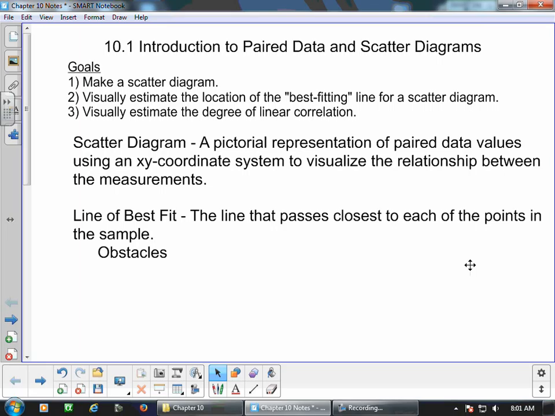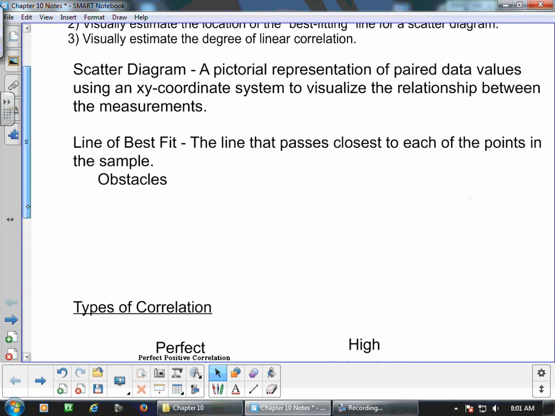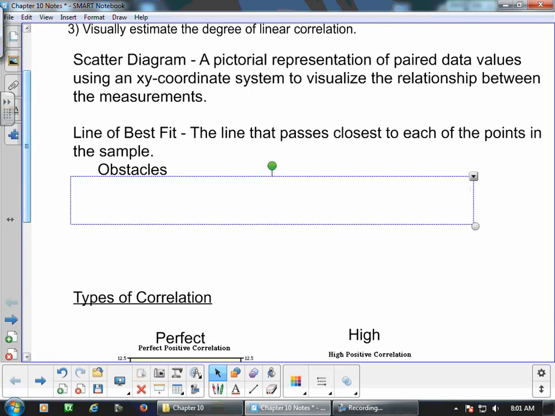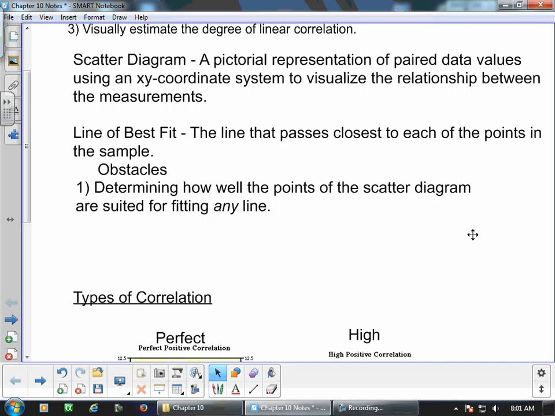Now, there are a couple of obstacles we have to overcome when we try to come up with a line of best fit. The first one is determining what it means to say that a line fits the data well. How do we determine whether the points on the scatter diagram are suited for fitting any line? Are the dots actually linear? What does that mean? Because most data is not perfect. You're not going to end up with all the dots being right in a row.